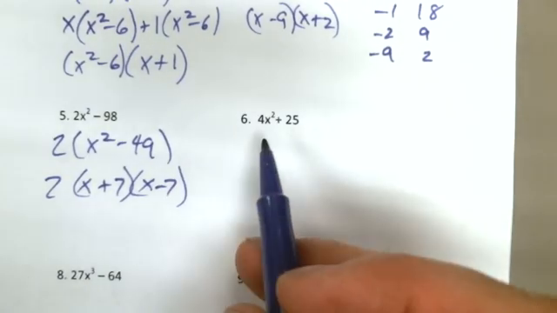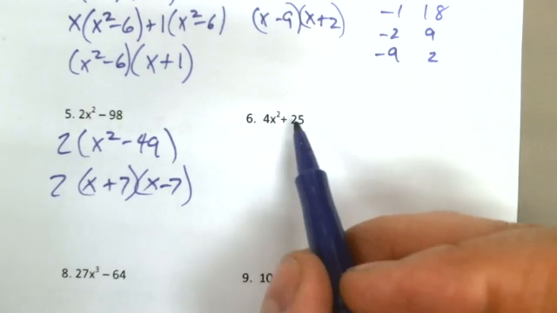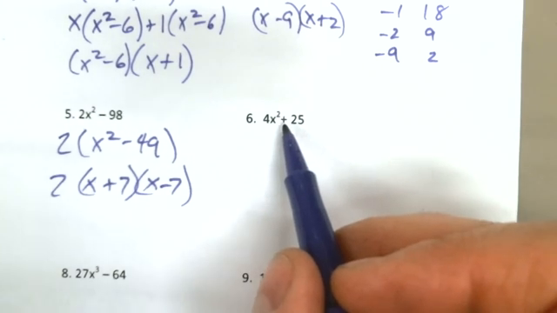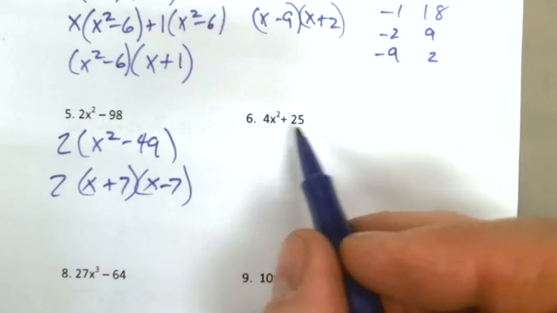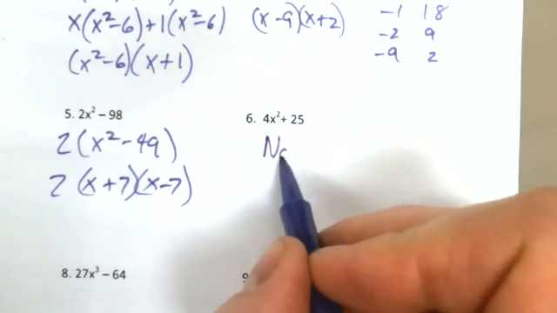For number 6, it looks like the difference of squares pattern, but it's a plus sign in between there. There is no pattern for factoring the sum of squares, so we're going to say not factorable.